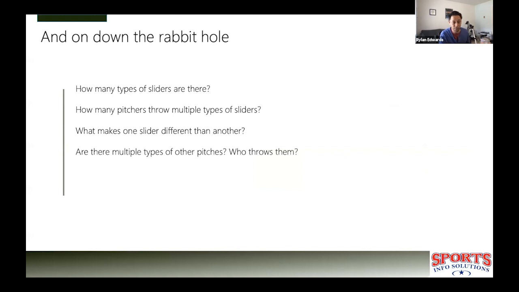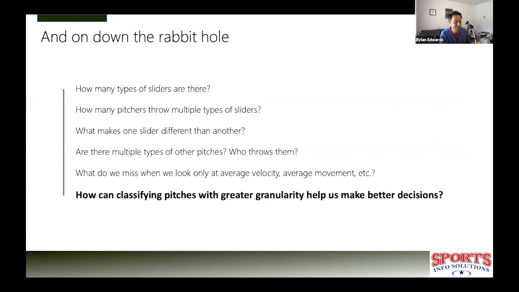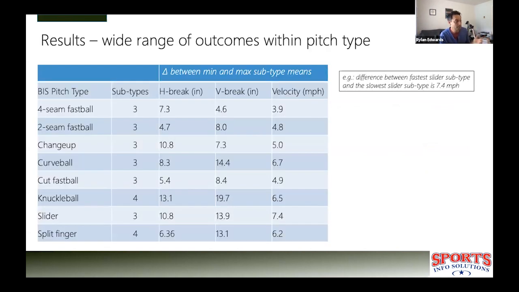It stands to reason that if there's multiple types of sliders, there's multiple other pitches. And if so, who throws them? When we look at a pitch's average velocity, average movement, average spin rate, what are we missing when we look at it from that elevation? And if we can be more granular, if we can be more objective with how we classify pitches, it might help us make better decisions. And so we got to clustering within subtypes.